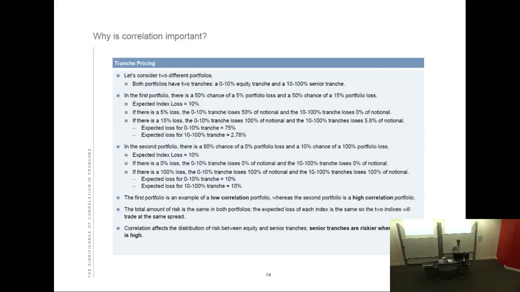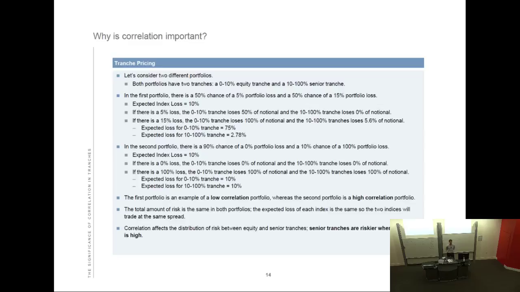And what about tranches? If there's a 5% loss, the 0 to 10% tranche is half wiped out, right? So half of its notional is lost. And if there's a 15% portfolio loss, the tranche is wiped out completely. So with a 50% chance, half of the tranche is wiped out, and with a 50% chance, the entire tranche is wiped out. What does that mean? That means the expected loss for this tranche, so the expected tranche loss, is 75%, the average of 50 and 100. What about the senior tranche?